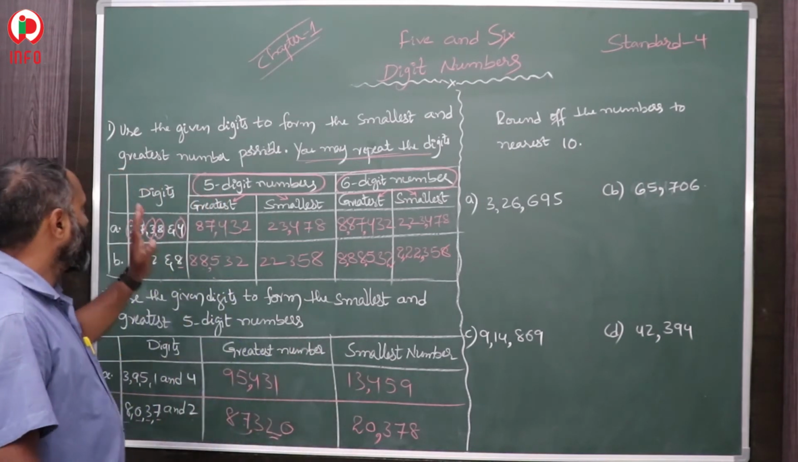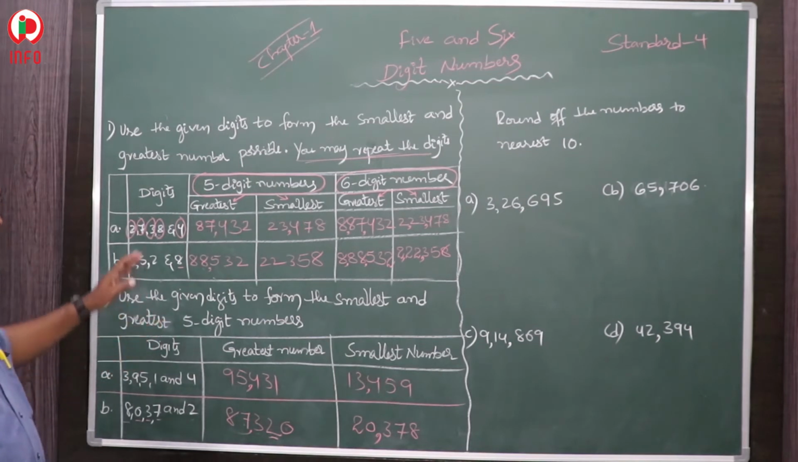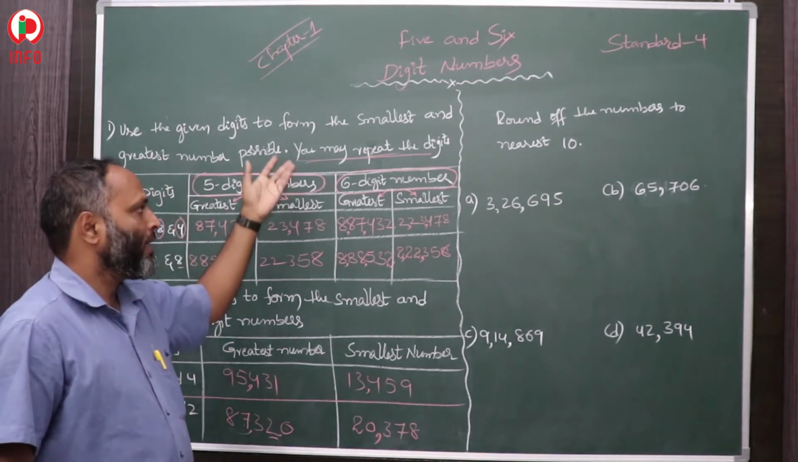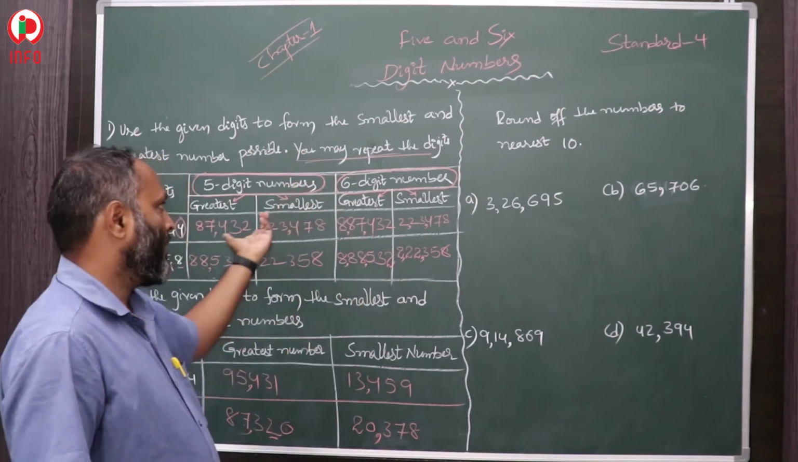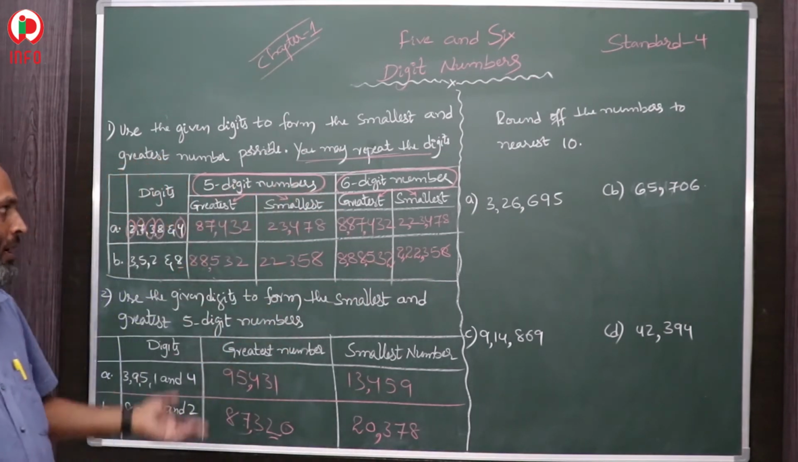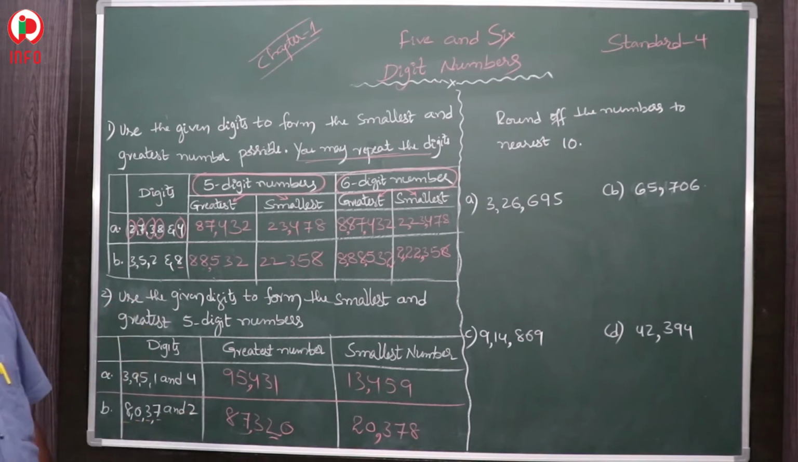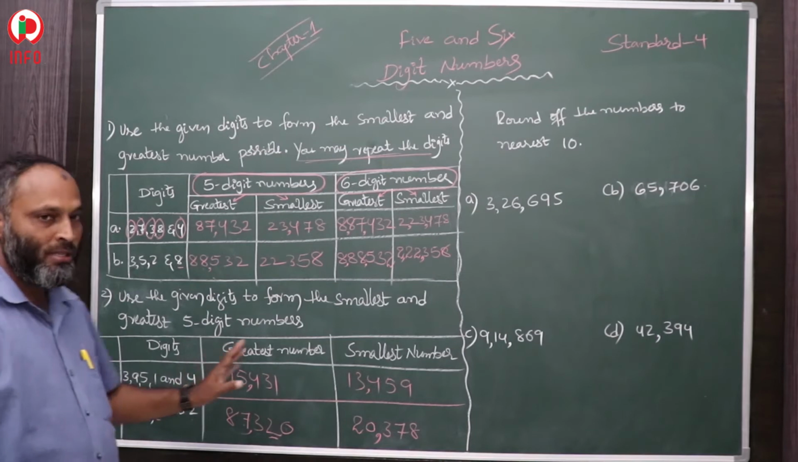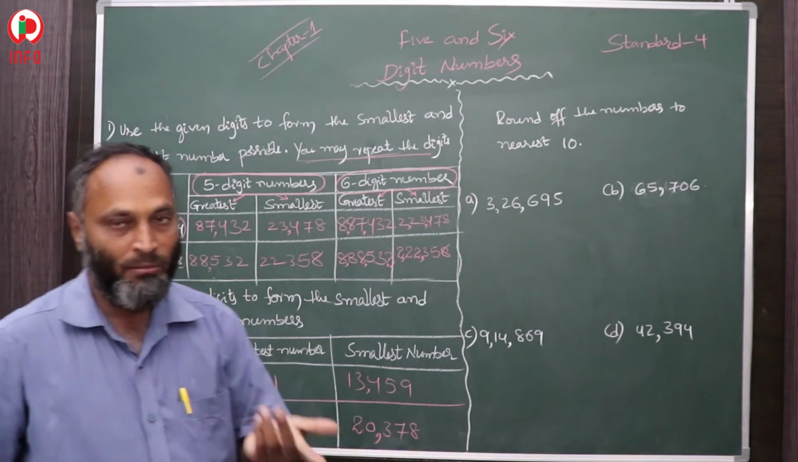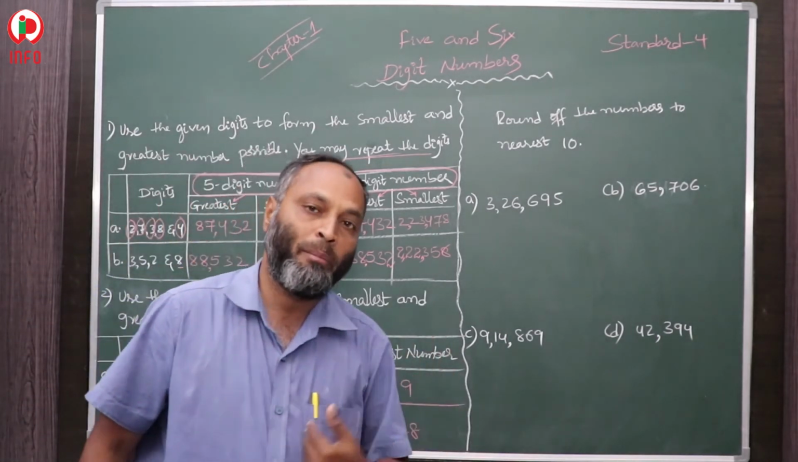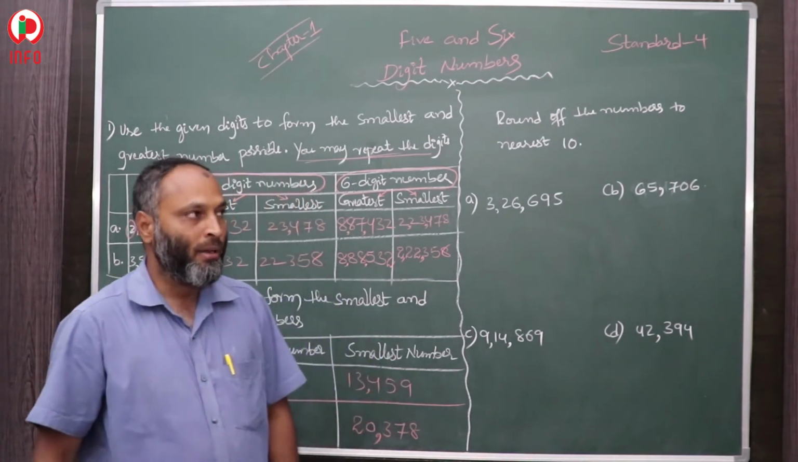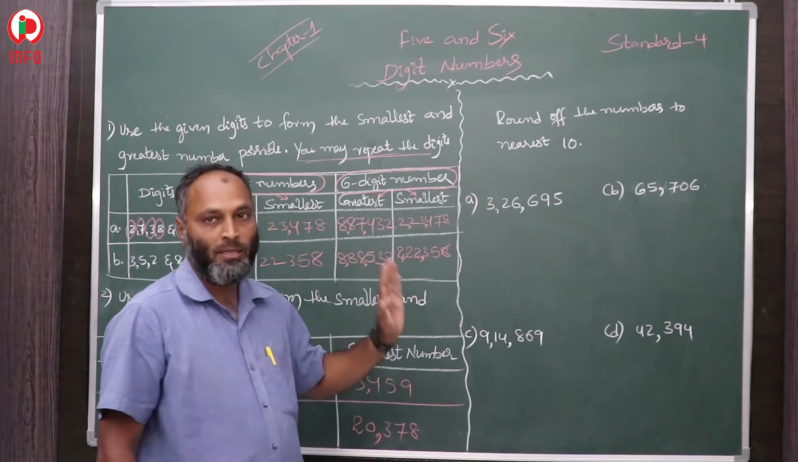Then this is our concept: how to prepare a 5-digit number and a 6-digit number using the digits, repeating the digits if the given digits were less. That concept we explained here, where so and so numbers were given. By using the numbers we prepared the greatest number and the smallest number. Now this concept is over.